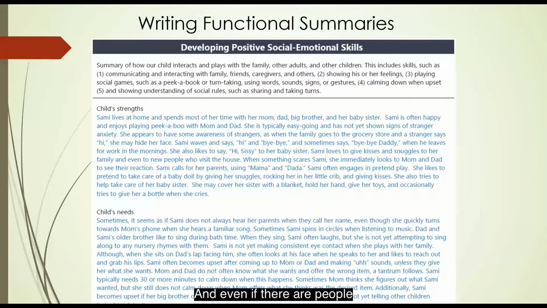And even if there are people that are regularly part of the child's life who weren't able to participate, we still want to include information about them. This really sets the stage for determining our COS ratings and writing outcomes. It really paints a picture and states how well the child is developing and participating in activities at home and in the community, any place that they normally go.